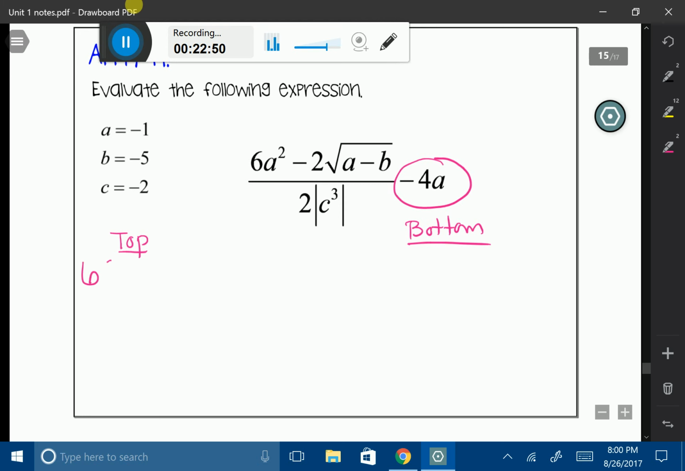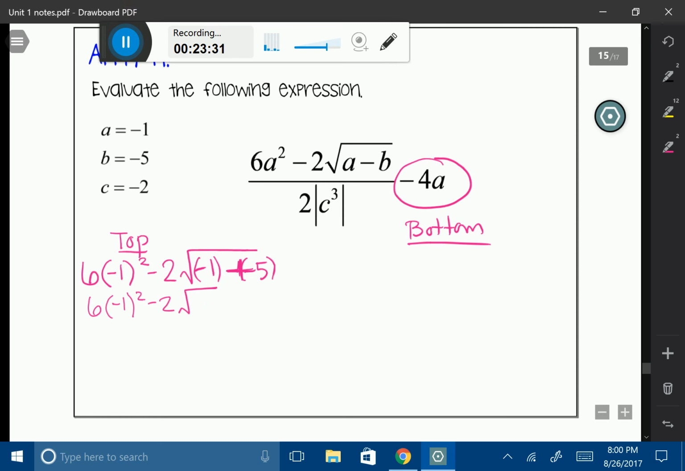6, I'm going to put a -1 in for my a and square it. Minus 2, and I'm going to multiply him by the square root of -1 in parentheses, minus -5. That's going to be my top. Okay, order of operations. Now I have exponents here, but I also have this square root. Sometimes I just like to consider square roots as part of grouping. So let's do the square root first. I have -1 minus -5. Isn't that -1 or negative and a -5? Isn't that a plus?